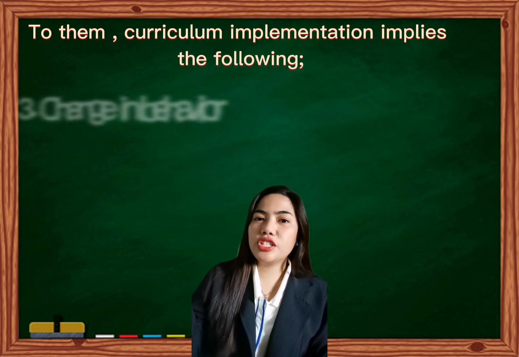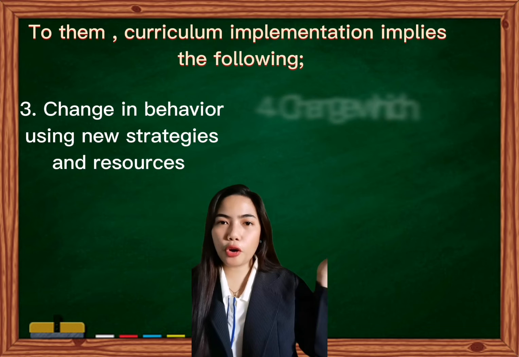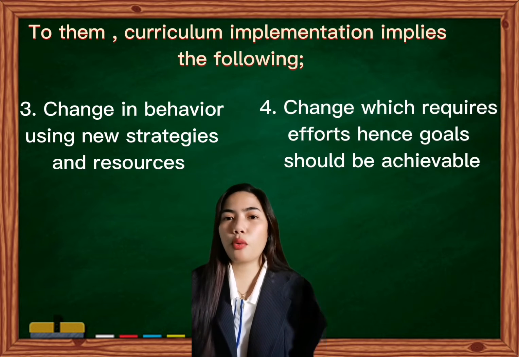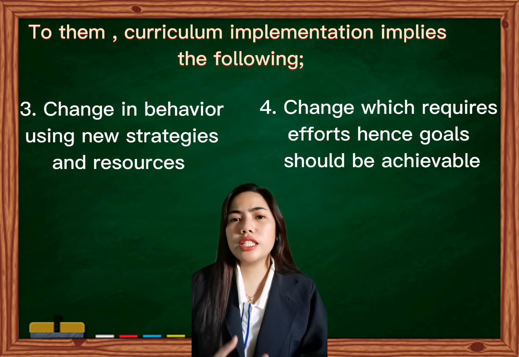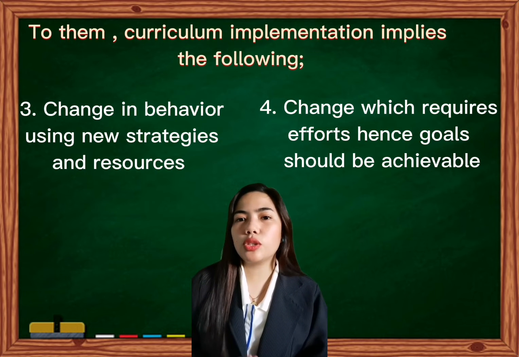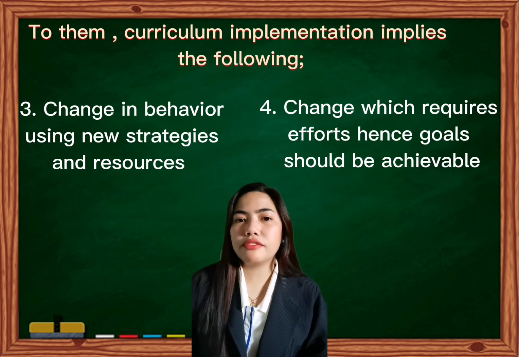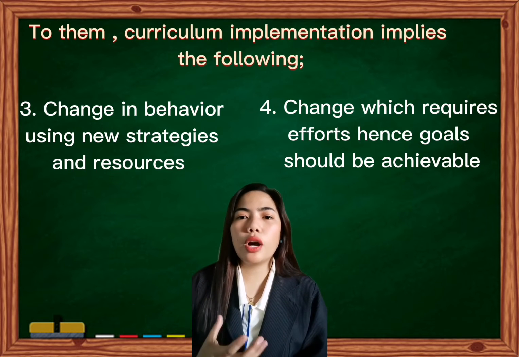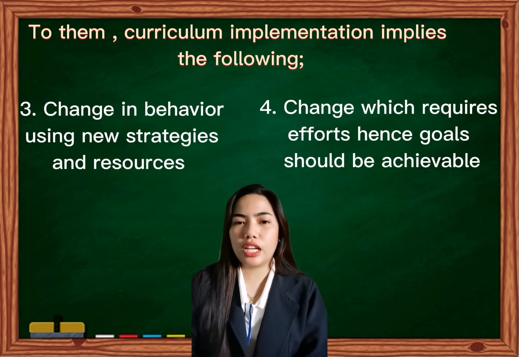Number three, change in behavior using new strategies and resources. Number four, change which requires efforts, hence goals should be achievable. So use different styles that will fit the needs of the child. To address individual differences, we have the multiple intelligences. We also have blended learning, ICT integration, and so on.